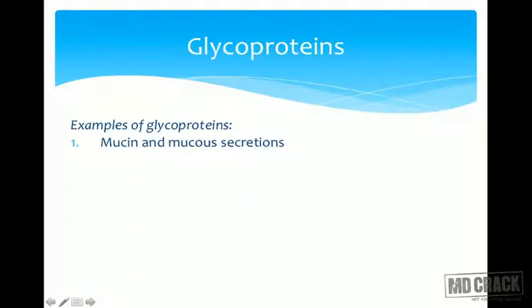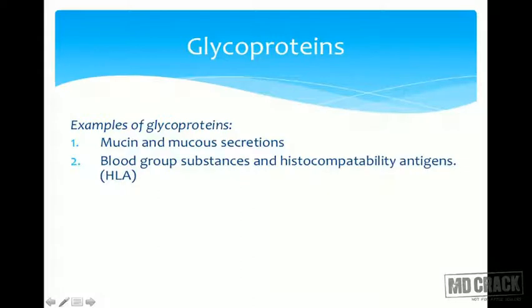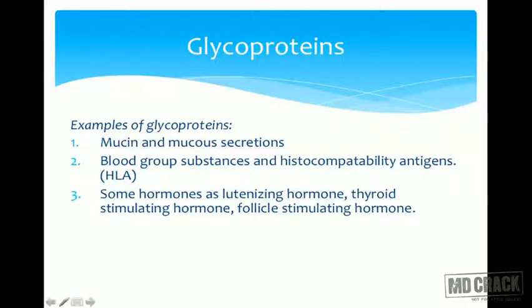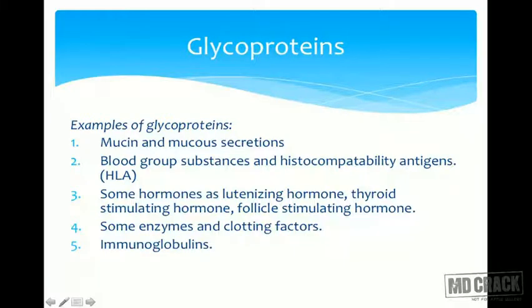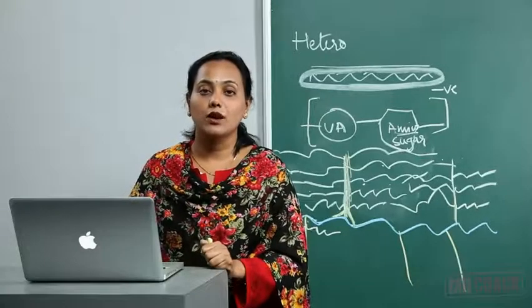Here are certain examples of glycoproteins. Mucin and mucus secretions contain a lot of glycoproteins. The blood group substances and the histocompatibility antigens are also made up of glycoproteins. Some hormones such as luteinizing hormone, thyroid stimulating hormone and follicle stimulating hormone are glycoproteins. Some enzymes and clotting factors are glycoproteins. Immunoglobulins are glycoproteins. So that completes the chemistry of carbohydrates.